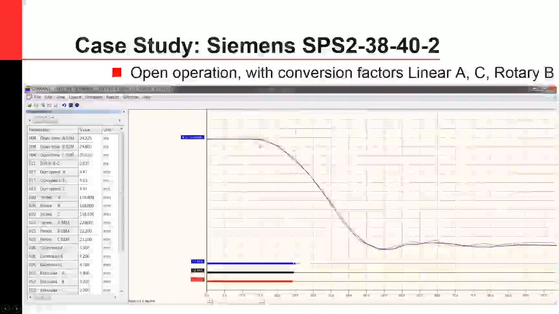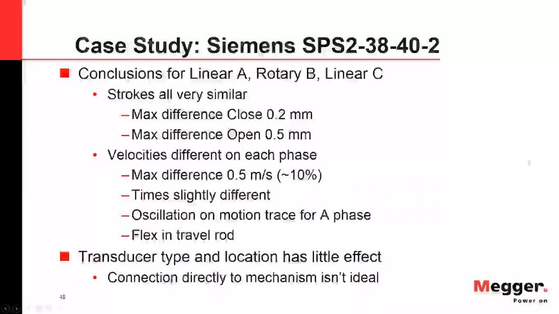So comparing linear A, rotary B, and linear C, you'll see that the strokes are all very similar. On the close, the max difference is 0.2 millimeters. On the open, the max difference was 0.5 millimeters. And then the velocities were different on each phase, with a maximum difference of 0.5 meters per second, which is approximately 10%. I would say part of this is due to the oscillation or the motion on the trace A there, and there could be some flex in the travel rod as well.